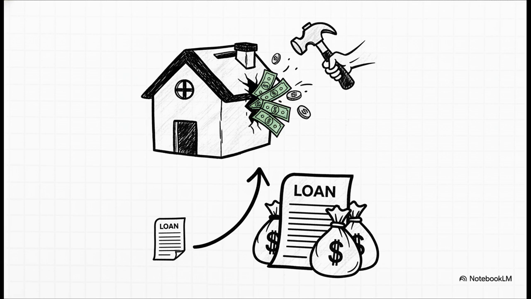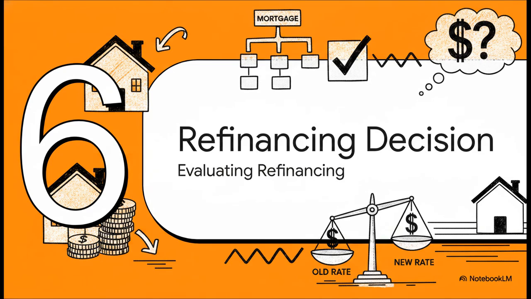Because your overall loan balance is now significantly higher, your monthly payments might actually go up, even if your new interest rate is technically lower than your old one. And because your monthly savings might totally disappear or even turn negative, your break-even timeline alters drastically. It becomes a much more complex and potentially expensive proposition to analyze. This brings us to the grand finale, Section 6, Evaluating the Refinancing Decision.